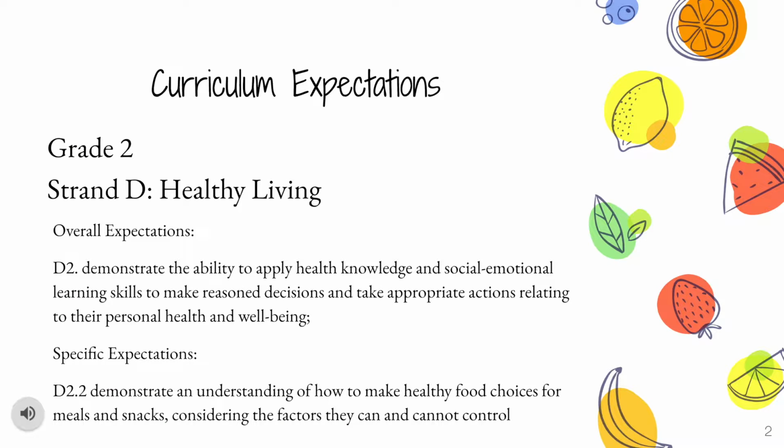Our lesson ties in with Strand D of the Health and Physical Education curriculum, Healthy Living. The overall expectation is to demonstrate the ability to apply health knowledge and social-emotional learning skills to make reasoned decisions and take appropriate actions relating to their personal health and well-being, with the specific expectation being to demonstrate an understanding of how to make healthy food choices for meals and snacks, considering the factors they can and cannot control.